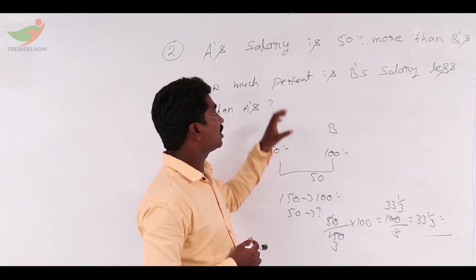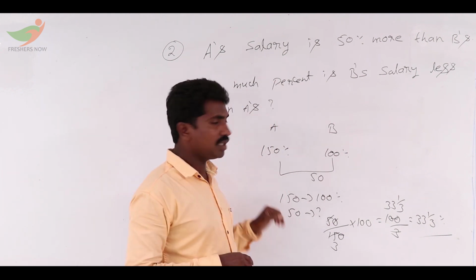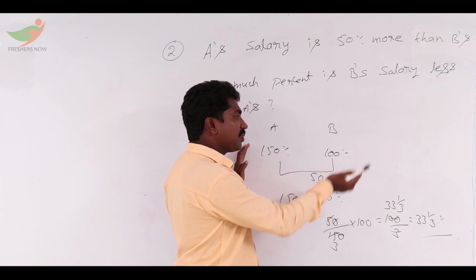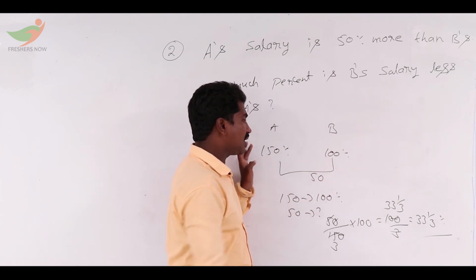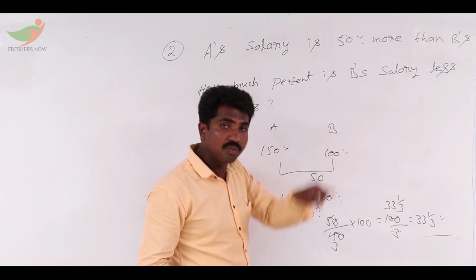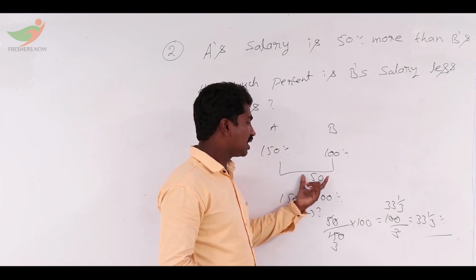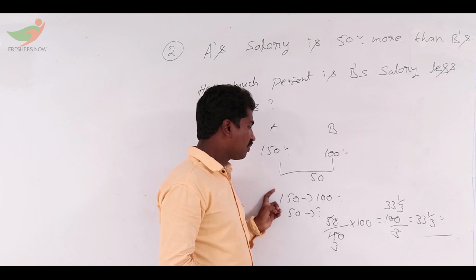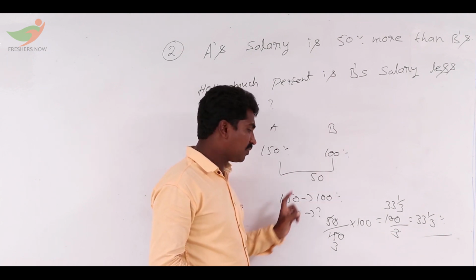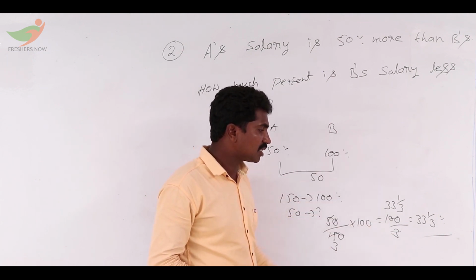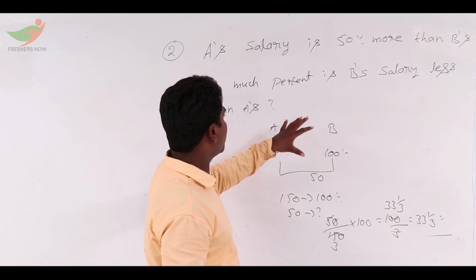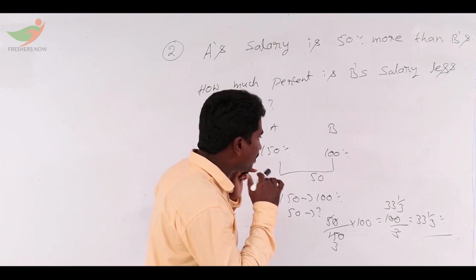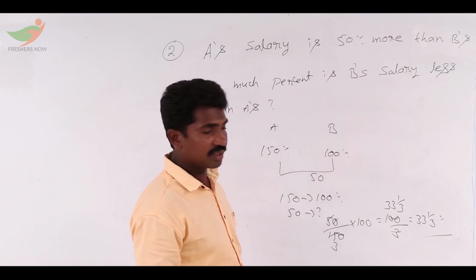I repeat, there are two members A and B. A's salary is 50% more than B. He is comparing A with B. So I am taking B as 100%, A is 50% more, so 150%. Here the difference is 50. We take 150 as 100%. 50 is how much? So 100 by 3, 33 1/3%. So here B's salary is 33 1/3% less than A.